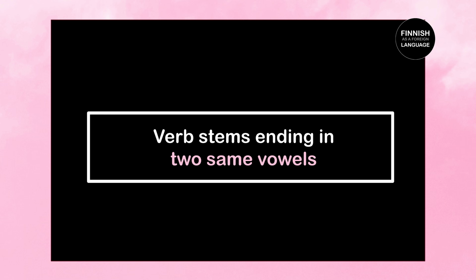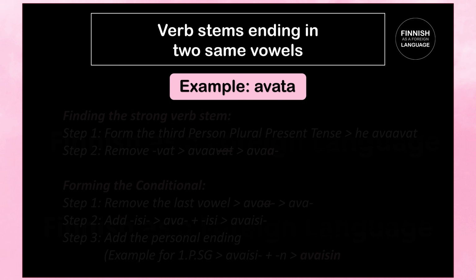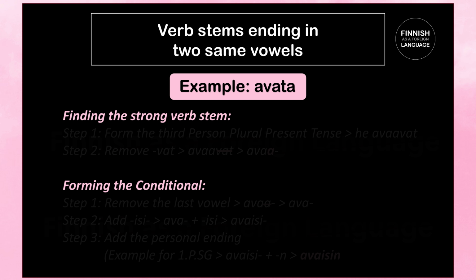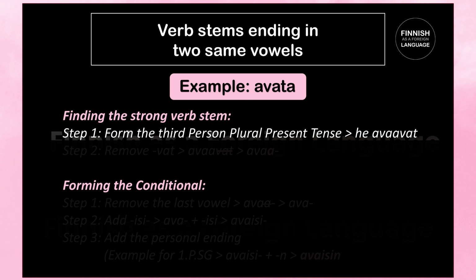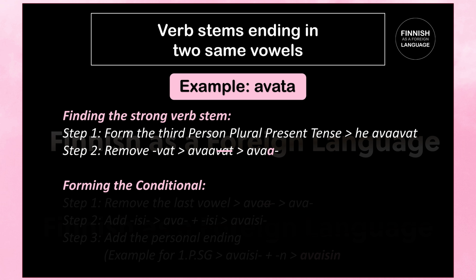Now let's move on to rule number 3. Verb stems ending in 2 same vowels. For example, avata. Avata means to open. First we want to find the verb stem. So again here from the third person plural present tense of avata, which is he avaavat. Then in step number 2 we have to remove vat. So that means avaavat changes to avaa.